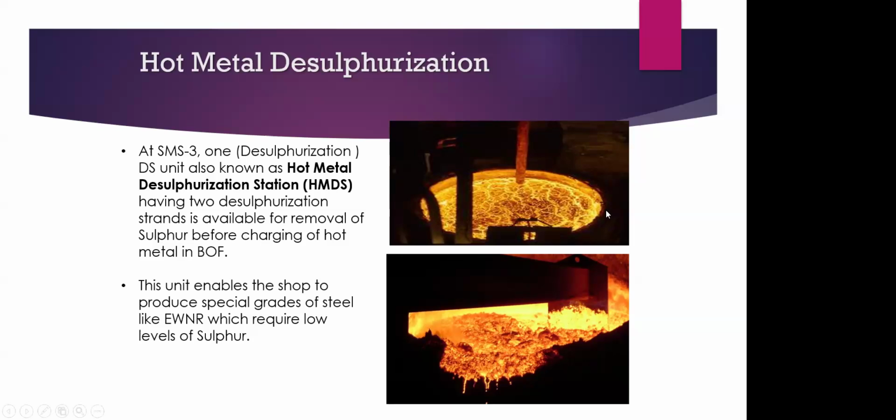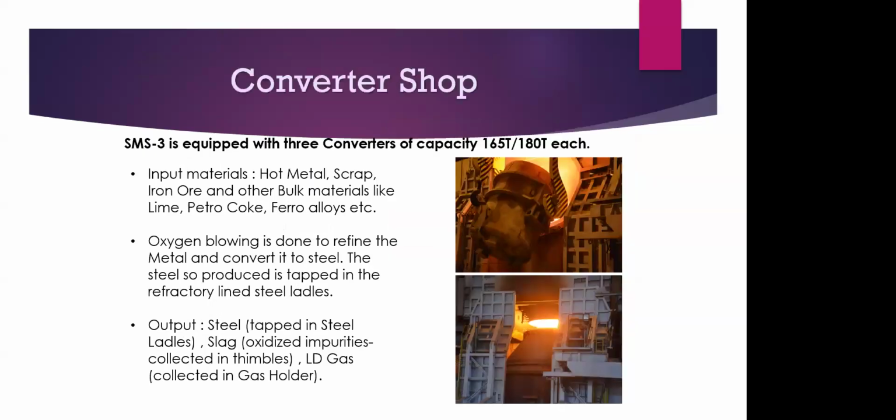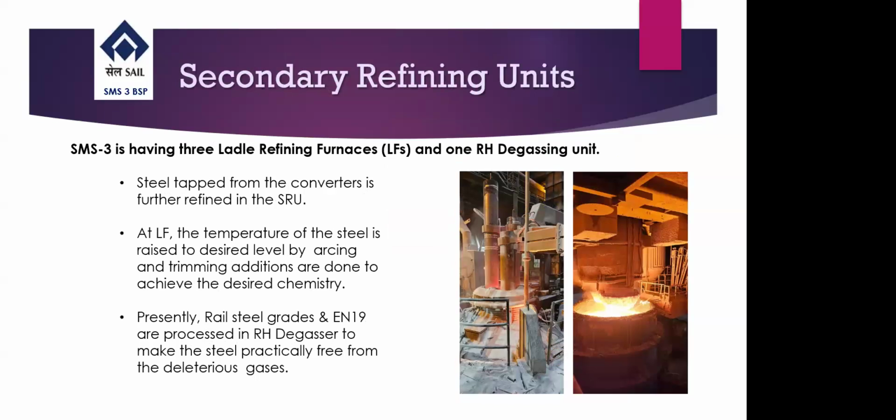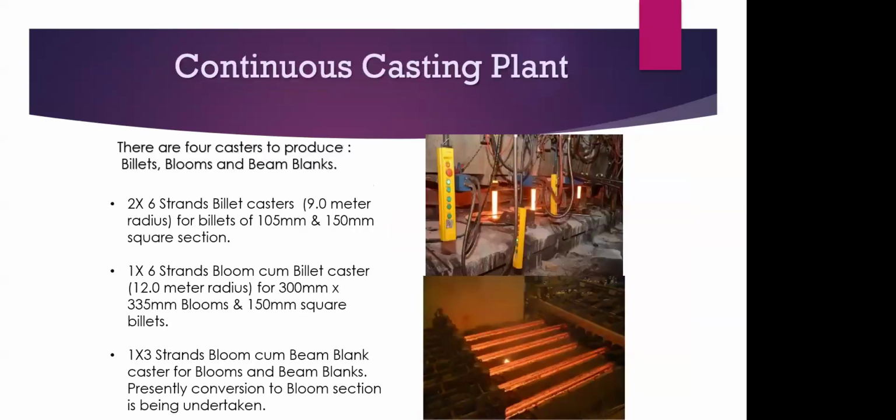And as sir has also pointed out, the sulfur content here is to the tune of 0.010, which he says if there is a good feedback, we can reduce it further. Now, this is the converter shop, which has three converters of capacity 165 ton and 180 tons each. Then this is the secondary refining unit, the LF and the RH. And this is the continuous casting plant from where we are getting our billets.